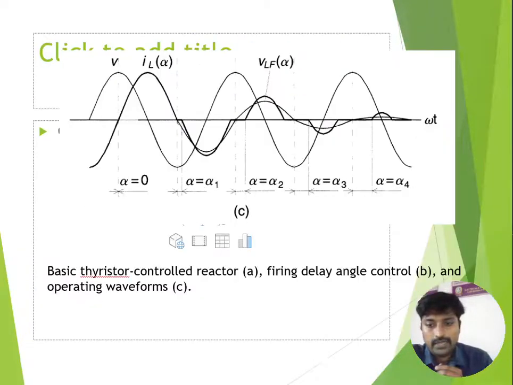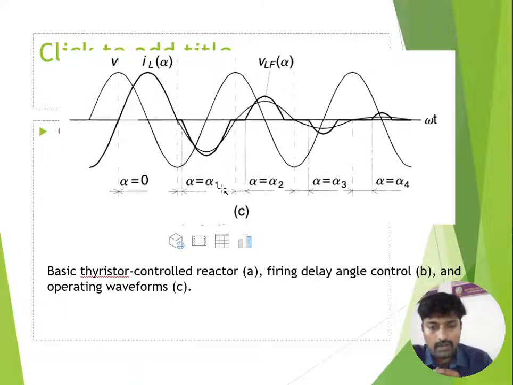So you can see with the different firing angles, you can clearly understand the basic operation of the thyristor controlled reactor. Alpha equal to 0, that means the magnitude you can observe. The voltage magnitude does not change, it is entirely constant. We can say that the shunt reactor always influences the current. So alpha equal to 0 gives the maximum current.